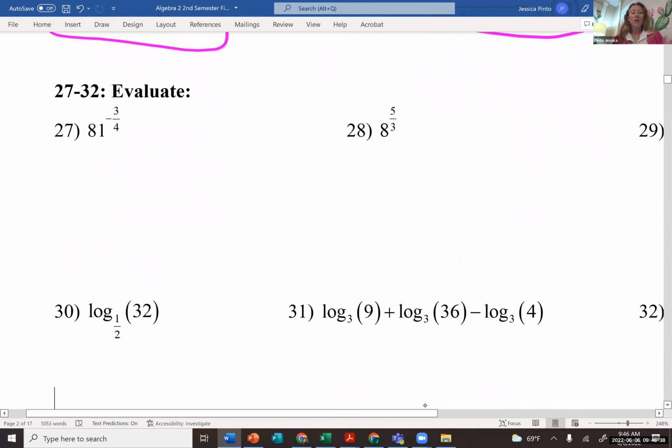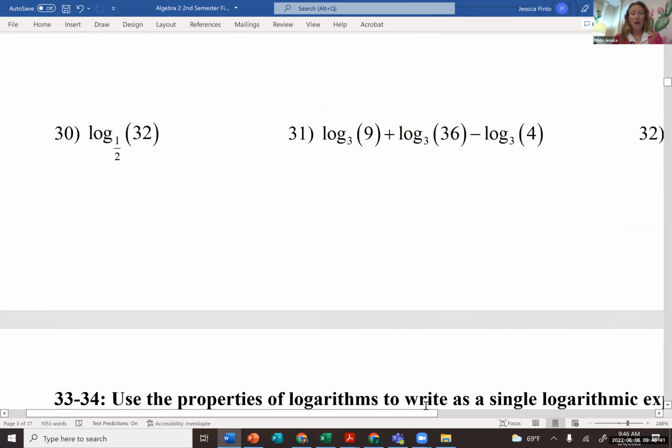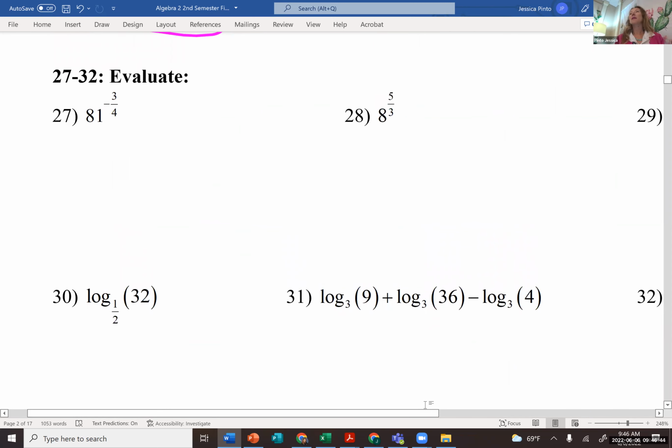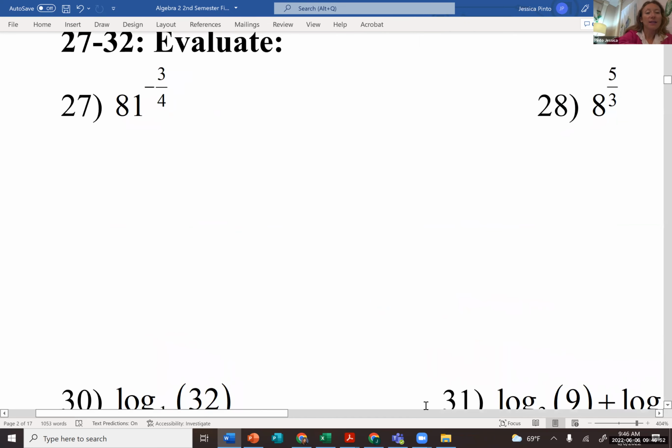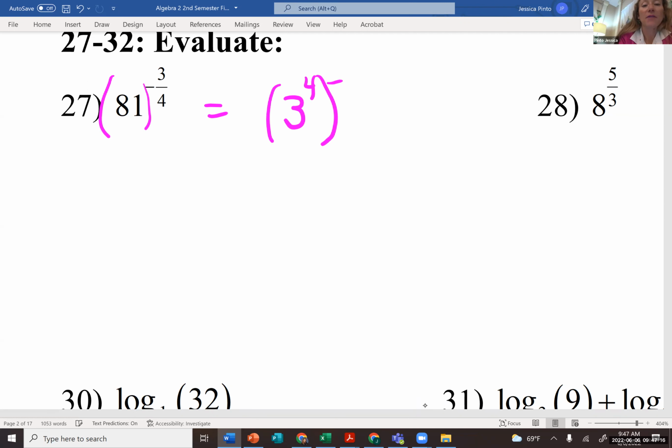For 27 to 32, it uses the word evaluate. Evaluate is a word that means find the numerical value. So let's do that. Looking at 81, and I see that it is a fairly large number and it has a fractional exponent. So what I want to do here is rewrite 81 with a smaller value. I know that I could write it with the exponent of 2, that'd be 9 to the second, but I want to go even smaller down to 3 to the 4th power. And then we've got the -3/4 power here.